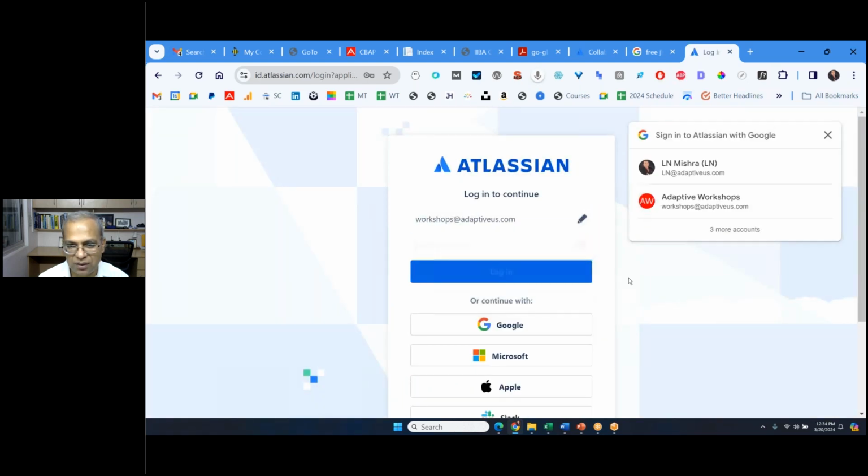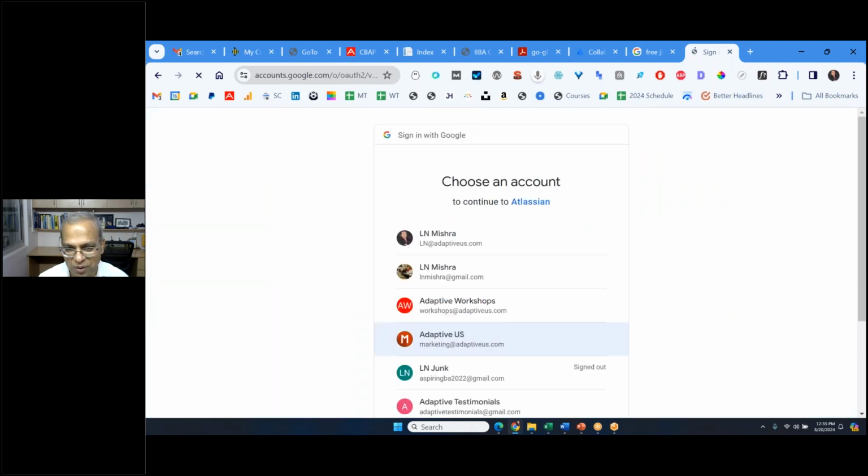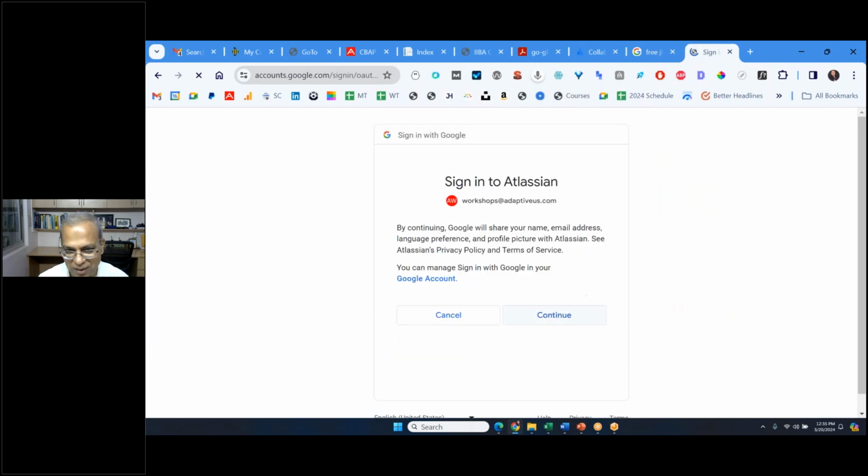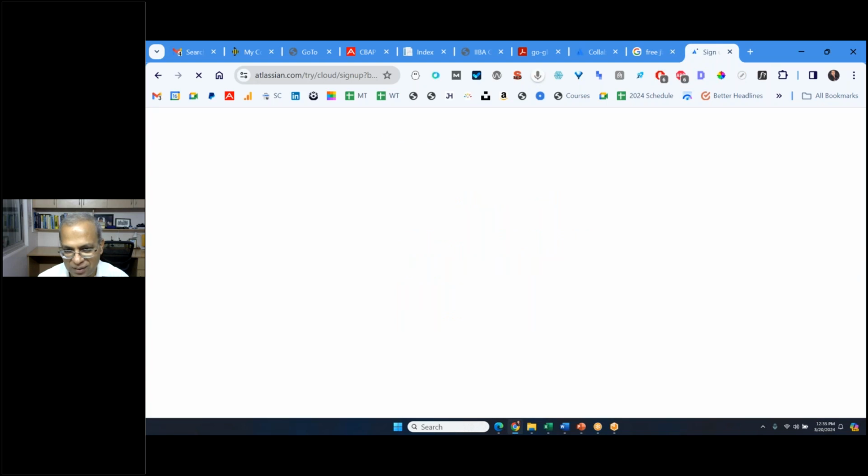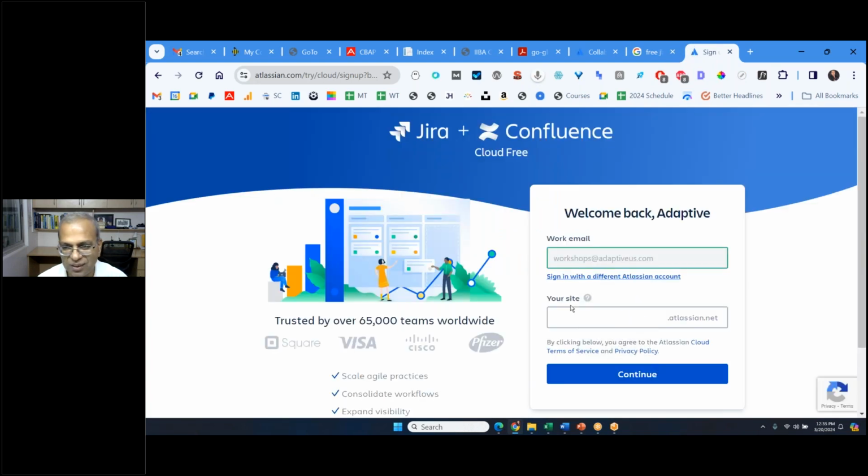And you can continue here. Oh, okay. Let me use Google for that purpose, because that way it will not ask me to have another username and password. This is for our trainers, okay? So I'll say adaptive-ln, just to give a name. You can give any name that you like, okay? And then you'll actually get access to a free version of Jira.